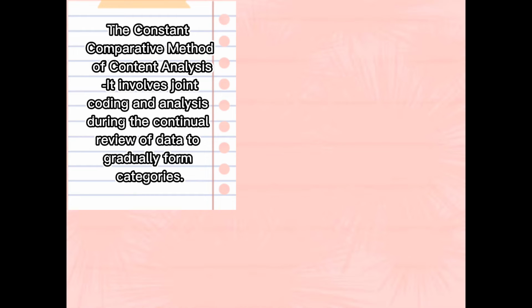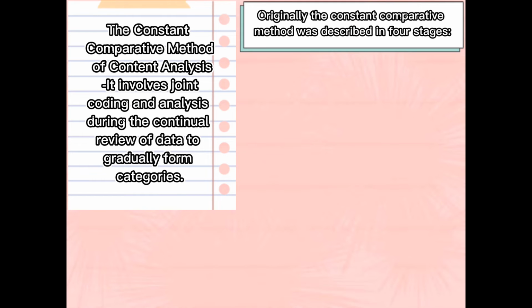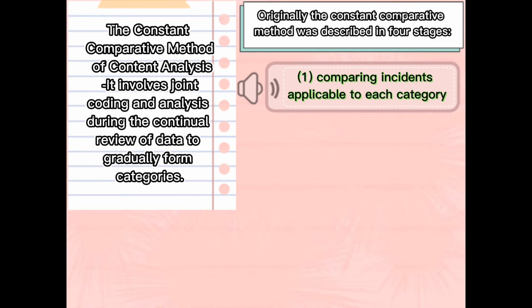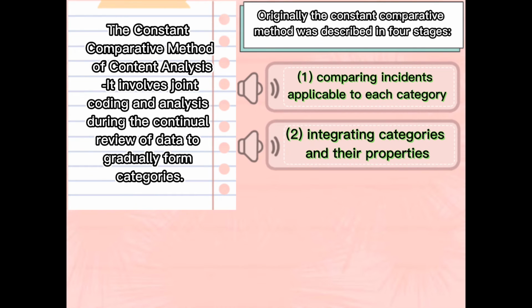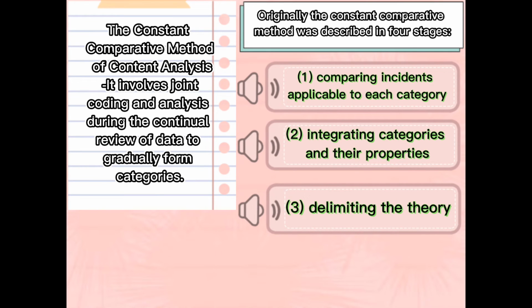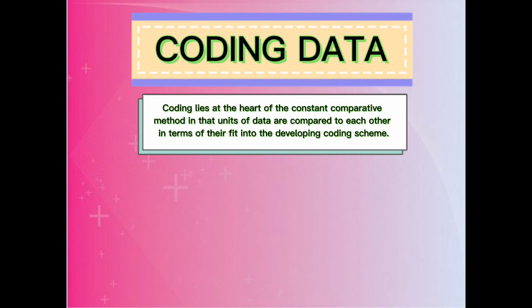Originally, the constant comparative method was described in 4 stages. 1. Comparing incidents applicable to each category. 2. Integrating categories and their properties. 3. Delimiting the theory. 4. Writing the theory. Coding data. Coding lies at the heart of the constant comparative method in that units of data are compared to each other in terms of their fit into the developing coding scheme.